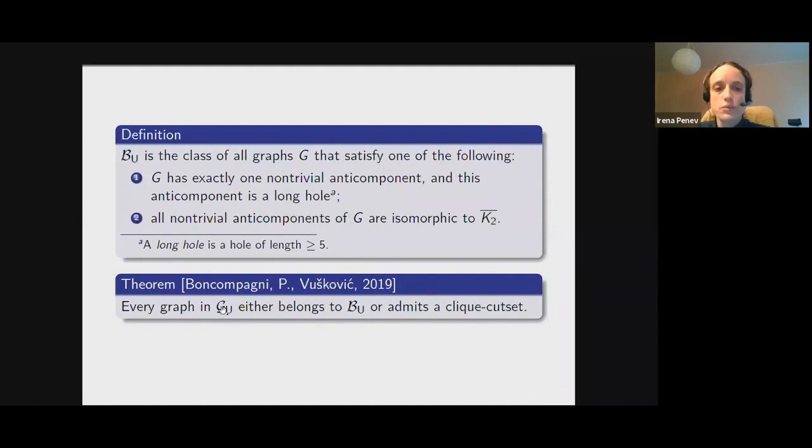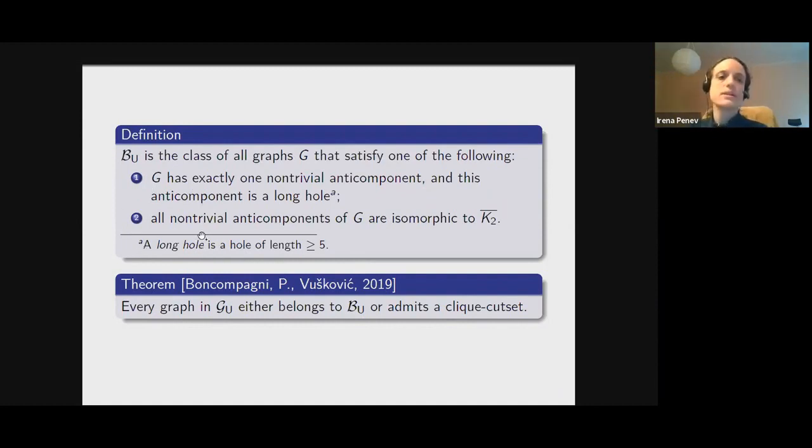Okay, so now here's a decomposition theorem for the class GU. GU, that is the class of graphs that may have universal wheels, but they may not have any other Truemper configurations. Again, this decomposition theorem says that every graph in this class either belongs to this basic class BU or admissibly cuts it. What's BU? That's graphs that satisfy one of these two things. The first is that G has exactly one non-trivial anti-component, and this anti-component is a long hole. In other words, you take a long hole, which is a hole of length at least 5, and then possibly you add a clique and make it complete to the hole. So that's the first possibility.